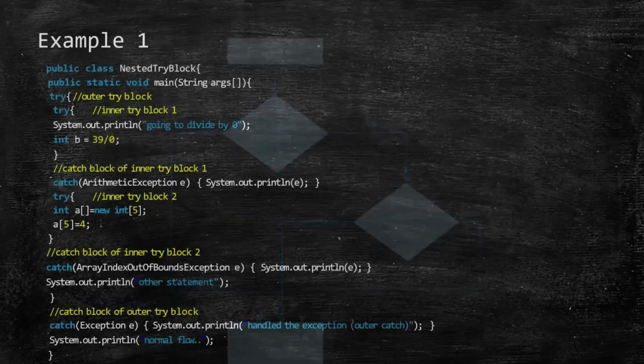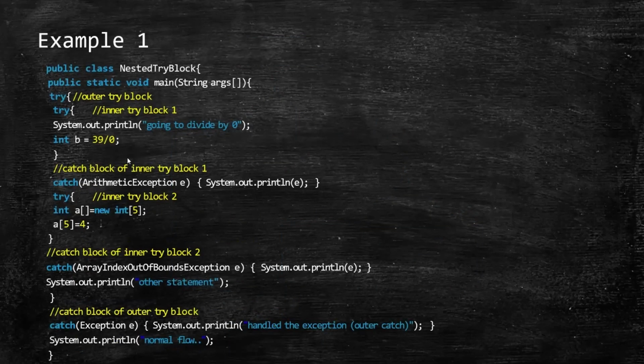Wait, this is not the flowchart for it. Let's ignore that. So yeah, this is the example for nested try block. You can see you have an outer try block, an inner try block, and then another inner try block. So firstly, in this entire code you have 39 divided by 0, which is obviously an arithmetic exception. Then it is caught, and you have another try block which is trying to access an array which is out of bound. This has its own respective catch block. And lastly, we have the outer catch block, which says that the exception is handled. And lastly, we have normal flow printed over here.